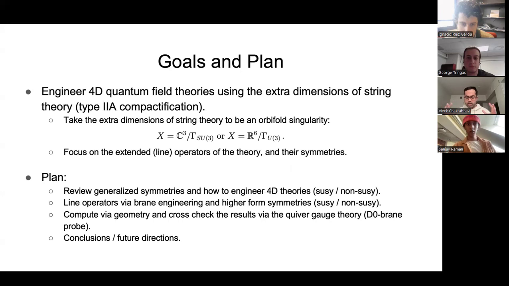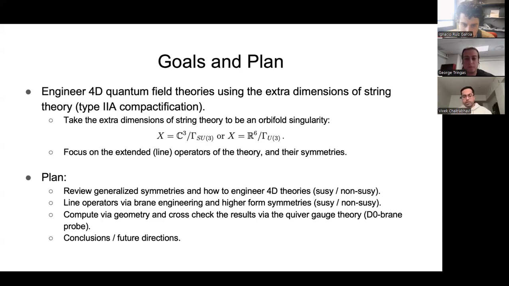And today's talk will really focus on the set of extended operators, or in particular, line operators that we find in these theories, as well as the symmetries that these operators are charged under. So the plan for the rest of this talk will be to first give a lightning quick review on generalized symmetries, as well as how to engineer these 4D theories. And we'll do both the SUSY and non-SUSY cases.